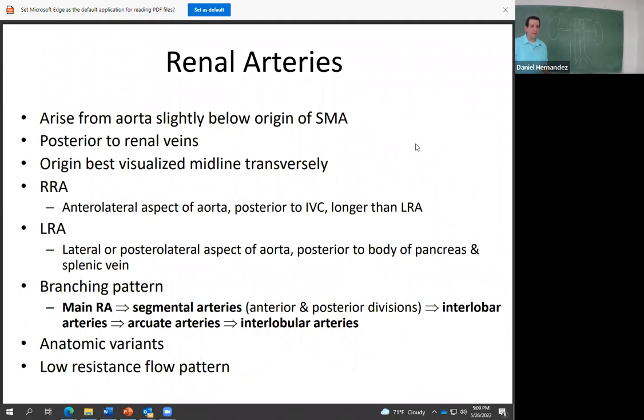The left renal artery arises from the lateral or slightly posterolateral aspect of the aorta. It courses posterior to the body of the pancreas and the splenic vein.